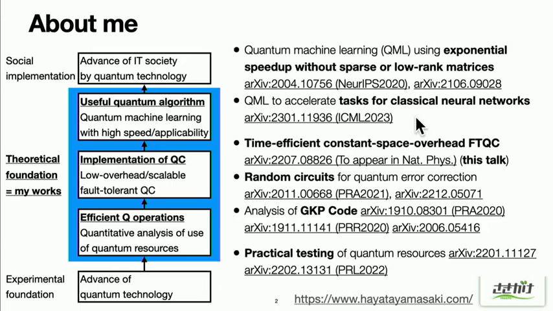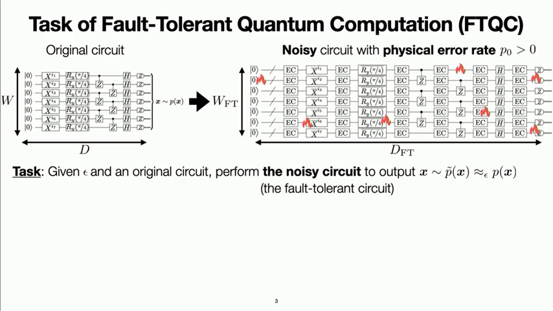But the most important thing for people here is how to achieve these useful algorithms. Here I talk about how to implement general FTQC in a time-efficient and constant space overhead way. And I also work on several different things on error correction. One is random circuit, and the other is bosonic encoding of qubits into CV systems using the so-called GKP code. I also work on resource theories and a practical framework for testing quantum resources required for implementing these things, on the theoretical side. So this talk is about fault-tolerant quantum computation.